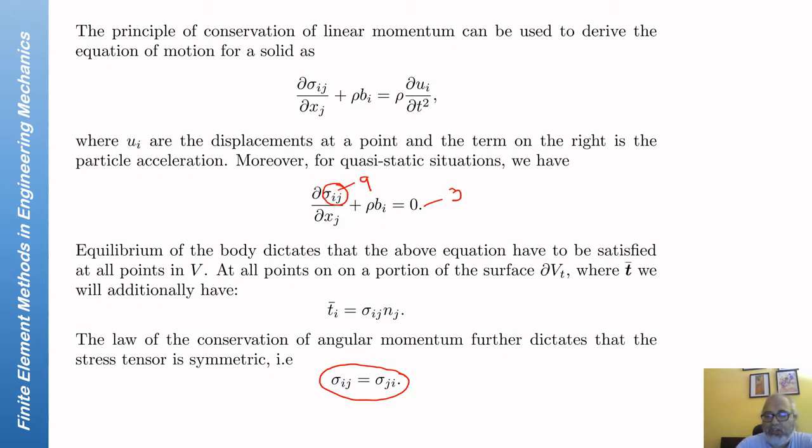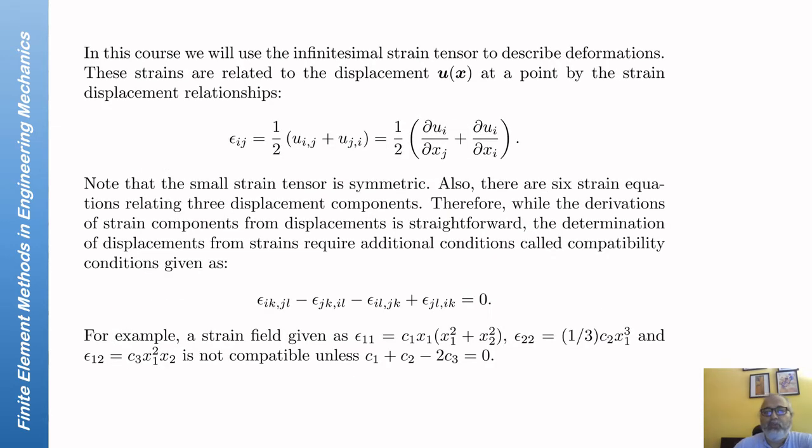Now there are three components of displacement and also nine components of the small strain tensor. The small strain tensor is defined as epsilon ij, which is half of u i comma j plus u j comma i. The meanings of these are del u i del x j and del u j del x i. So this is the definition of the small strain.